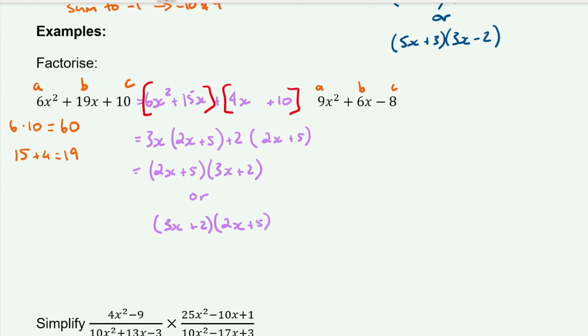Right, we've got A, B, and C. A times C, well, that's going to be 9 times minus 8. That's going to be minus 72. All right, so then we want factors that multiply to minus 72 but add to get 6. That's going to be 12 and minus 6 to get plus 6. Okay, there are our factors.